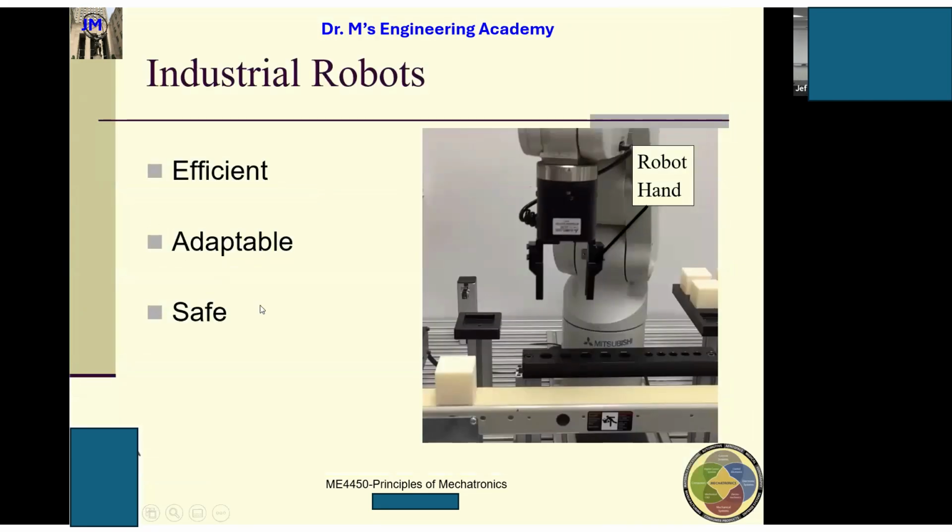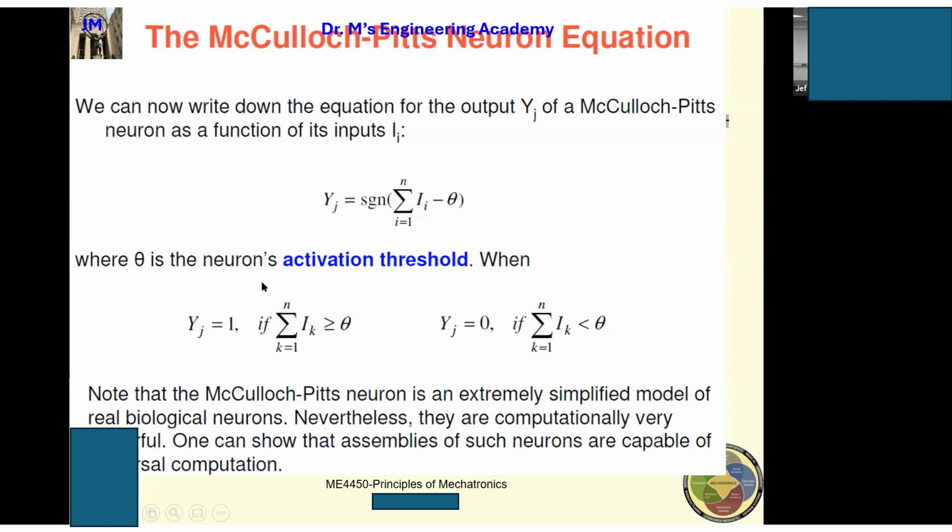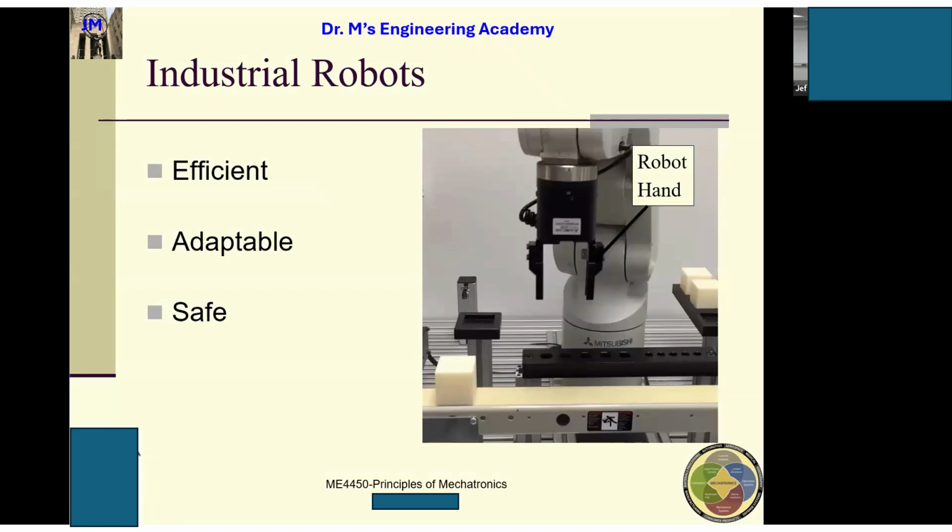So I have talked about the history of neural networks and how they work, and now we are going to talk about why we want to use the application of this ANN in our industrial work. Right? In industrial work, we know that robots can be efficient, adaptable, and safe. However, this robot can do a lot of good things, right?